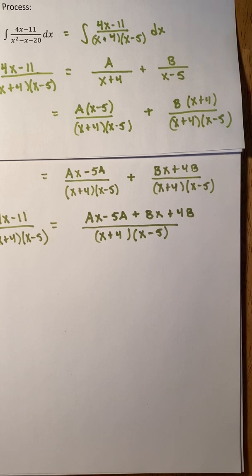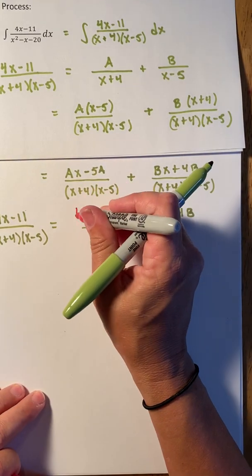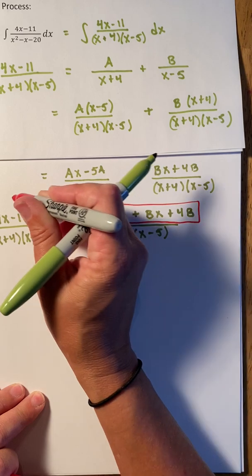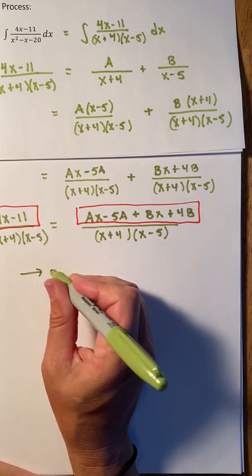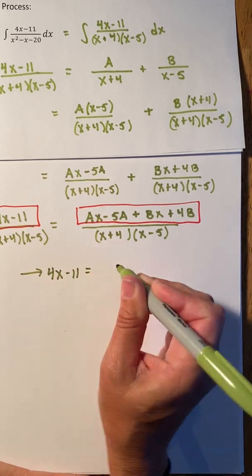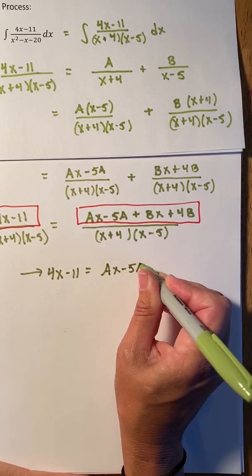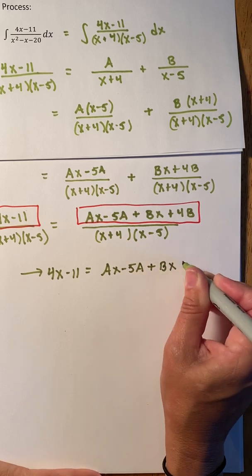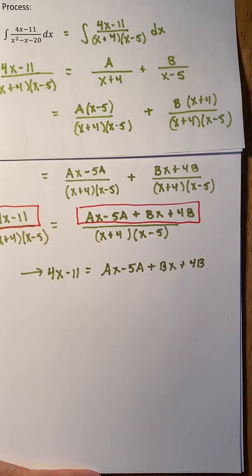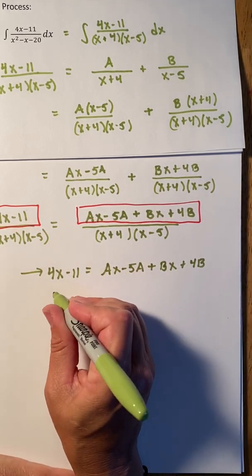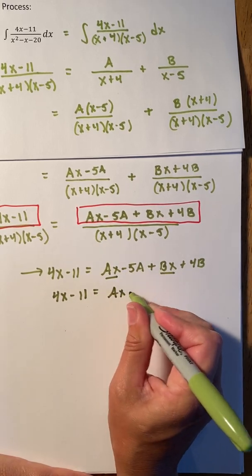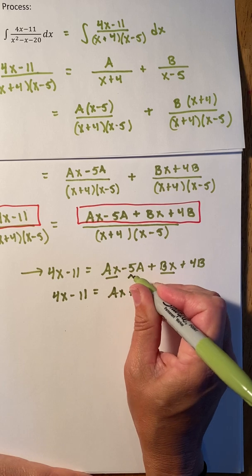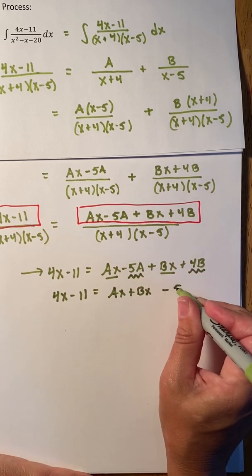So when we get to this point, we are now going to take this numerator and set it equal to this numerator to find the values of a and b. So from this, we get that 4x minus 11 must equal ax minus 5a plus bx plus 4b. All right, so how do we do this? I'm going to rewrite this, 4x minus 11, and I'm going to combine my x terms, ax plus bx, and then I'm going to put my constant terms next to each other.